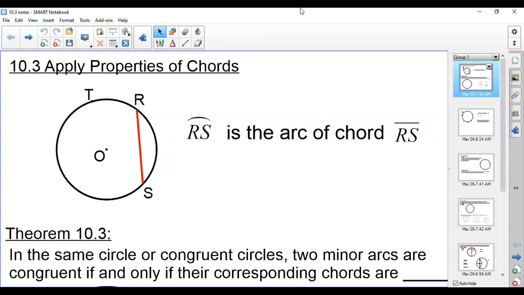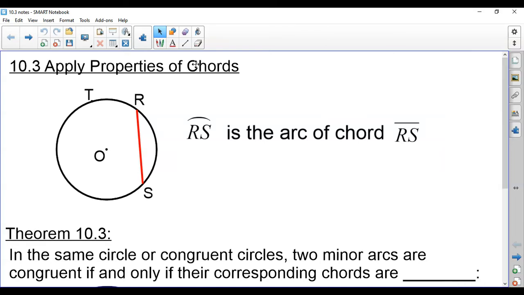We're going to begin section 10.3 today, which is applied properties of chords. If you remember from section 10.1, the definition of a chord is a segment whose endpoints are on a circle. So here, this is chord RS. For today, we're going to use the phrase, the arc RS is an arc of chord RS. The arc RS is the arc of this chord.